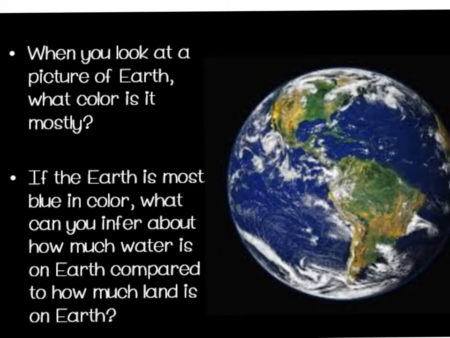When you look at a picture of Earth, what color is it mostly? If the Earth is mostly blue in color, what can you infer about how much water is on Earth compared to how much land is on Earth? Turn and talk to your partner. Pause the video and replay when you are ready to check your work.